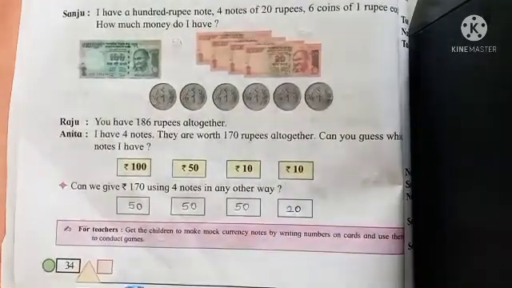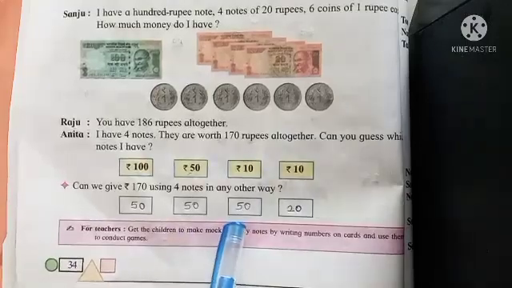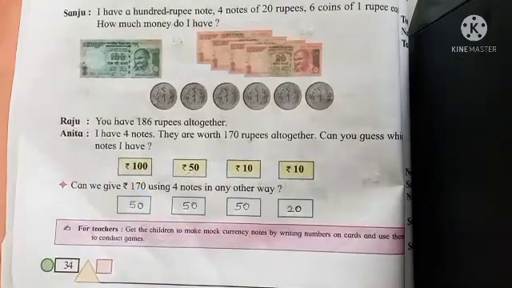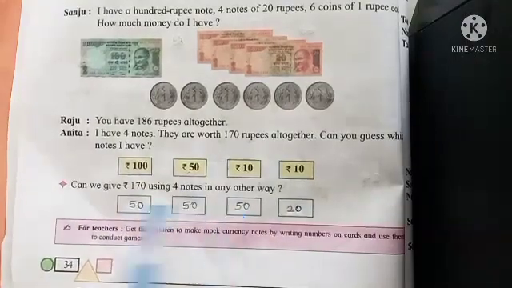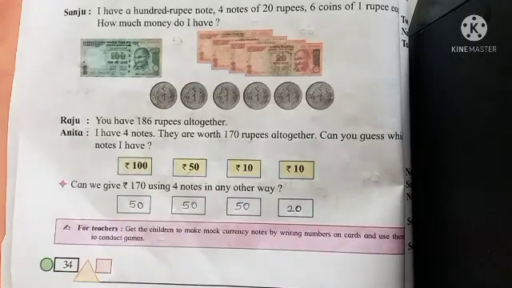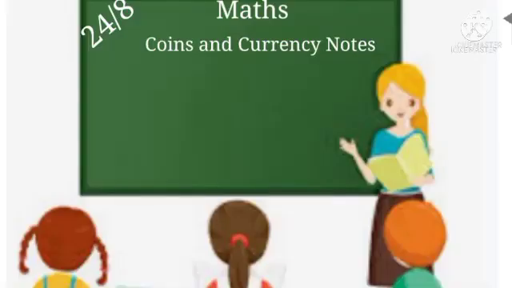Now see, here I have changed the notes, but the value in rupees is the same, 170. 50 plus 50 plus 50 is 150, and plus 20 means 170 rupees. Understood, children? Children, I hope you have understood today's lesson. In the same way, solve the exercises given in the textbook correctly. Okay, children? Thank you.